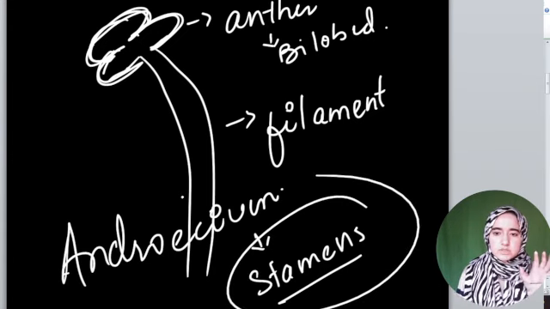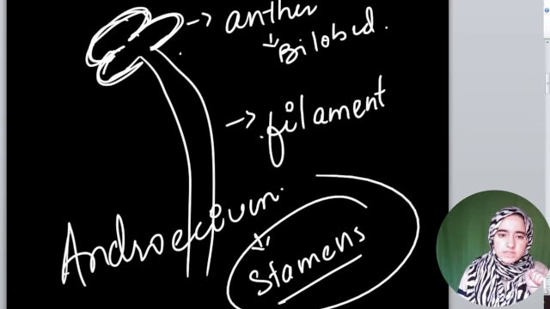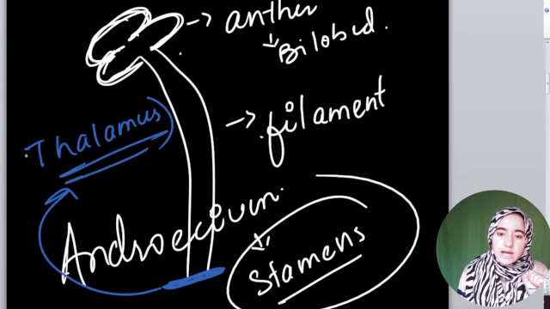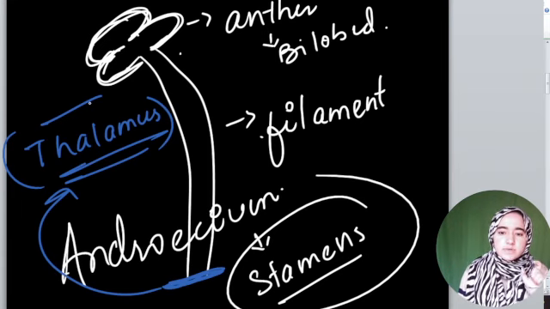I hope this concept of male reproductive structure is clear. This is anther. This is filament. Male reproductive structure is known as androecium. And how is this attached to the flower? Through which structure? Through thalamus. I hope this concept is crystal clear.